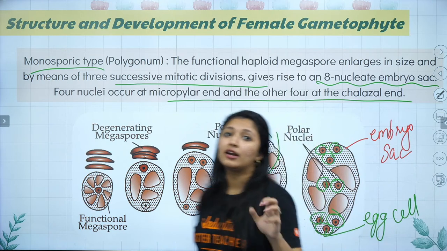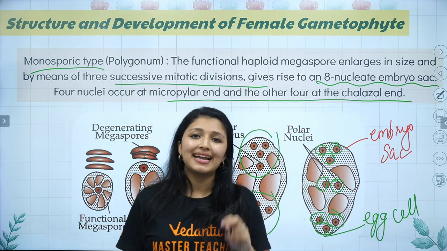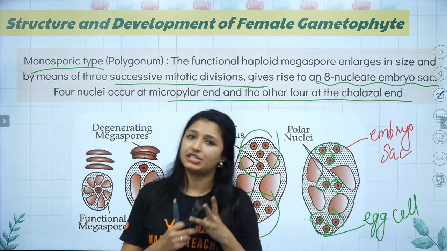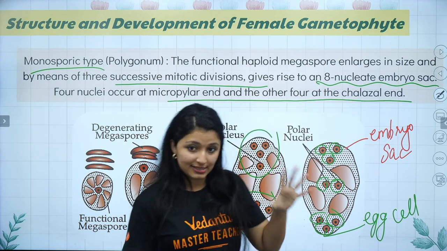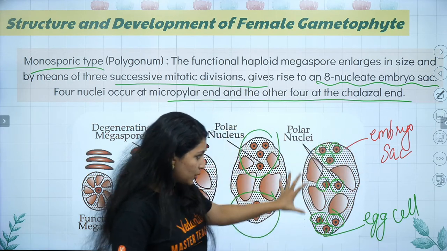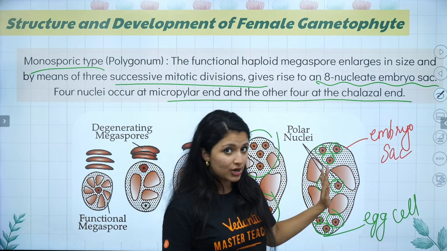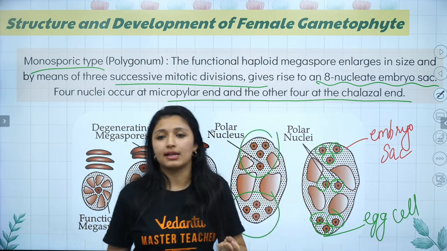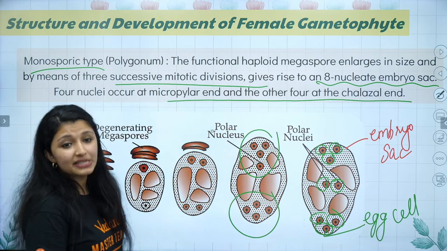Okay? What did we learn in pollen grains? In pollen grains, we learned that it has three cells, no? One vegetative cell and two male gametes. In the same way here, we have the entire embryo sac. It has eight nuclei and one of them is our egg cell. The others have other functions, which we will learn.